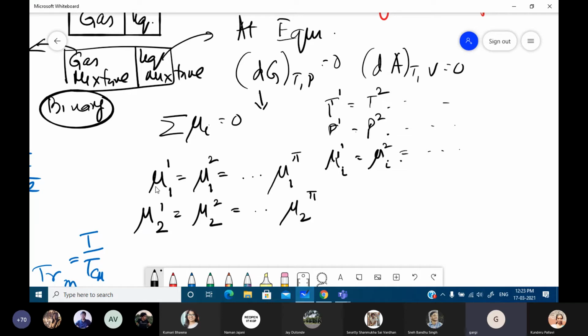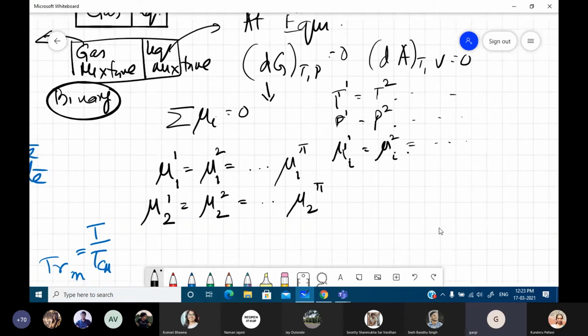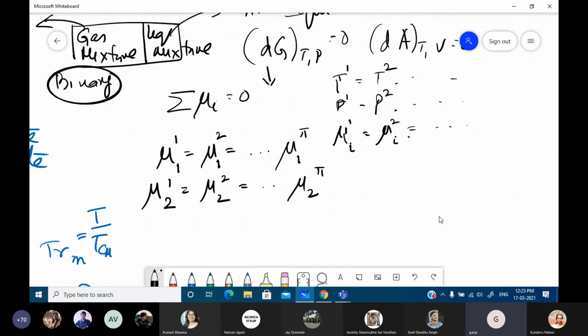So this shows that for component 1, in different phases, chemical potential is the same. Again, for component 2, in different phases, the chemical potential is the same. Right? And we also found out that when we are dealing with different phases, for each particular phase, there is a Gibbs-Duhem equation.